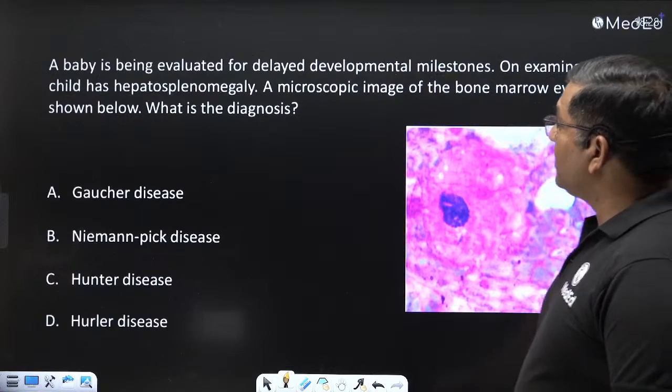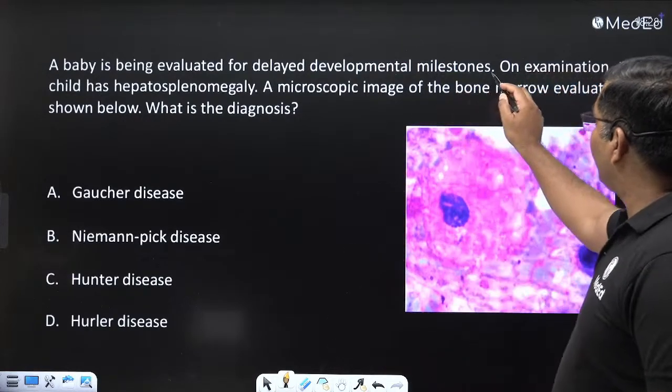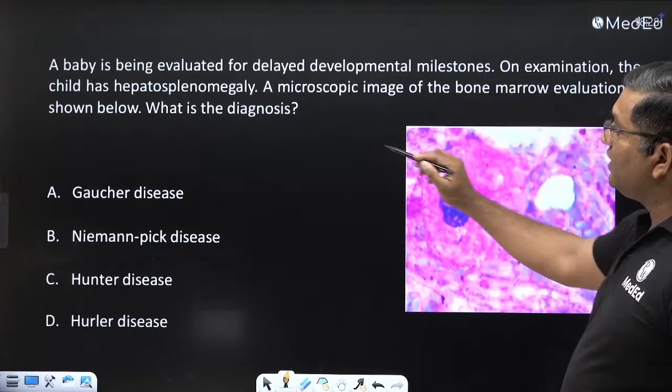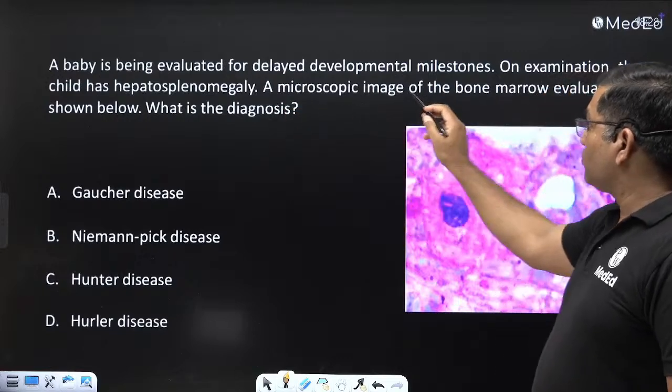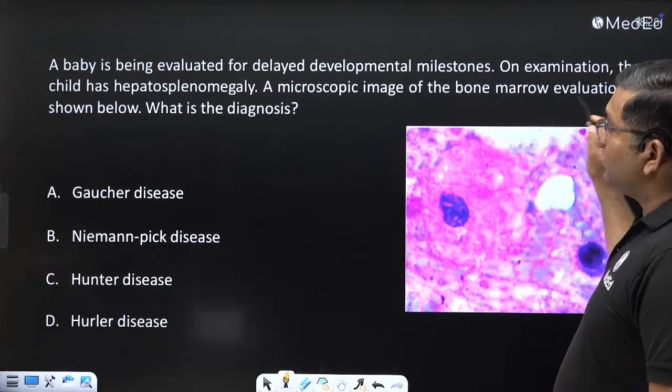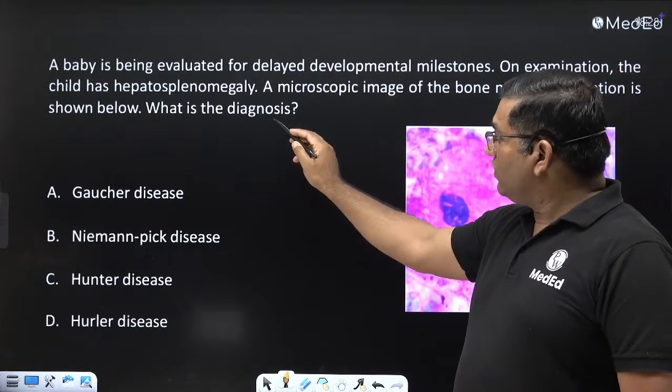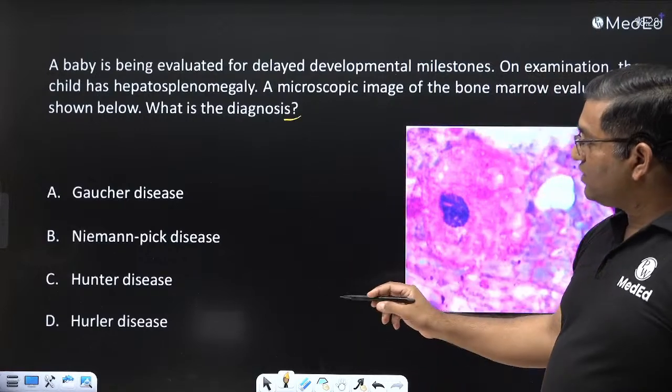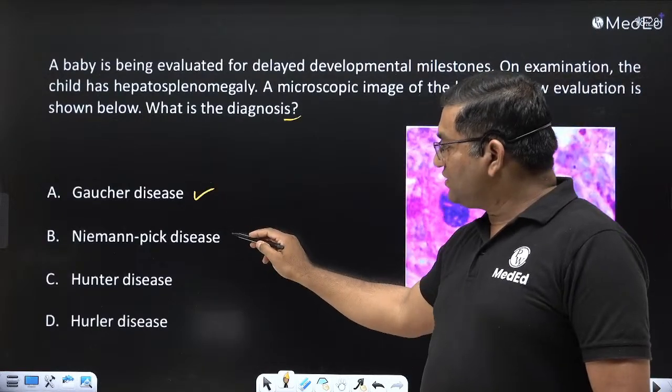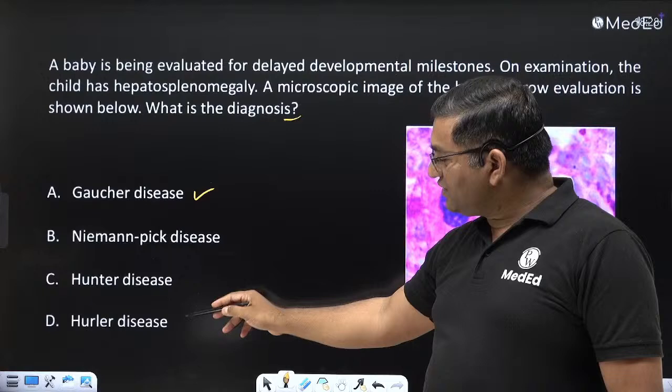See this. A baby is being evaluated for delayed developmental milestones. On examination, the child has hepatosplenomegaly. Microscopic image of bone marrow evaluation is shown below. What is the diagnosis? Gaucher's disease, Niemann-Pick disease, Hunter disease, or Hurler?